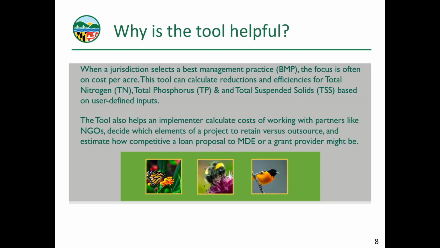Jurisdictions often compare and select best management practices based on the cost per acre of their different options. Ffit calculates nutrient reductions and efficiencies for total nitrogen, total phosphorus, and total suspended solids based on user-defined inputs. Ffit also helps a project implementer calculate costs of working with partners, decide which elements of a project to retain versus outsource, and estimate how competitive a loan proposal to MDE or a grant provider might be based on nutrient reductions and efficiencies.